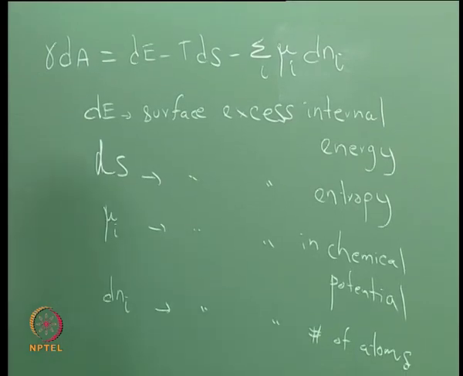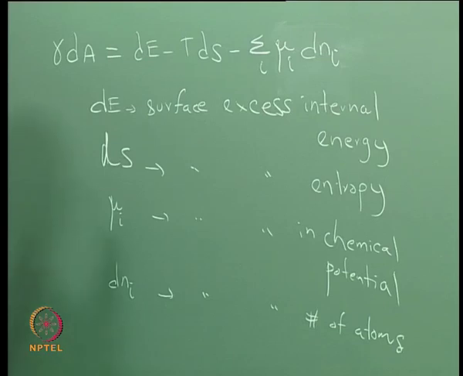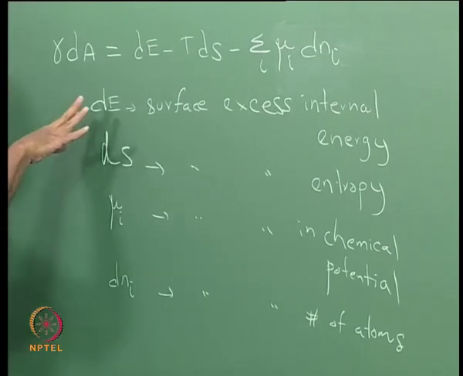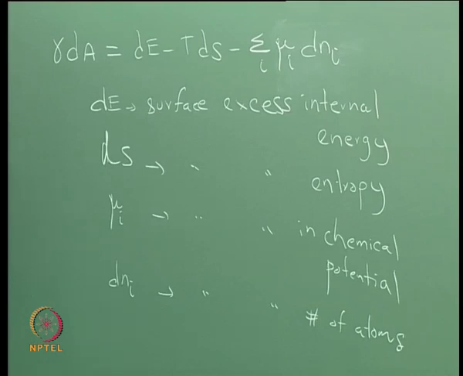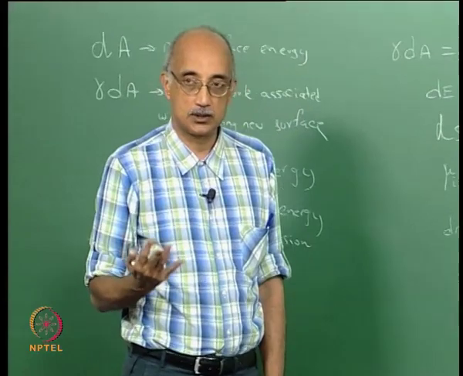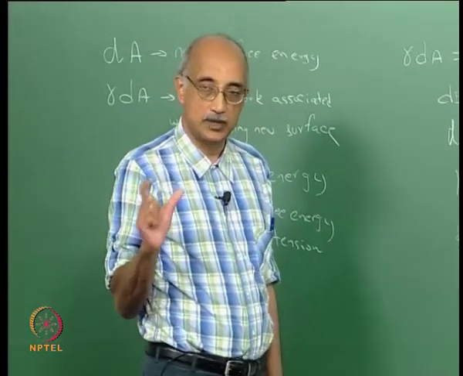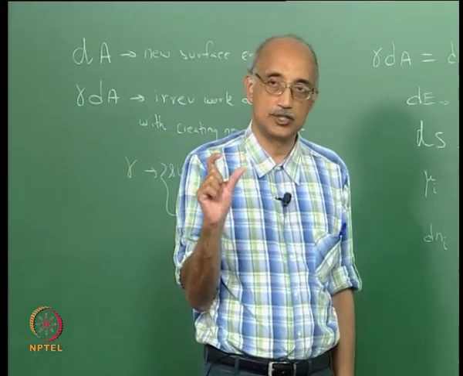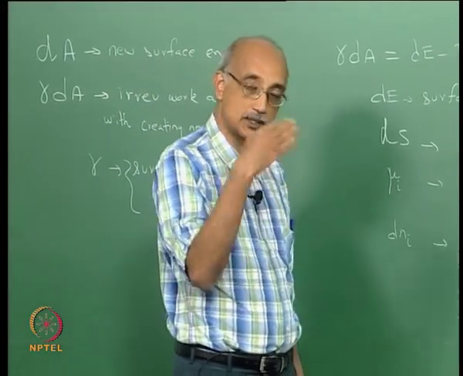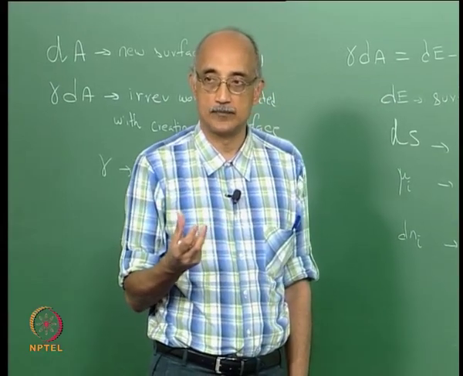So, this thermodynamic relationship gives us the context in which you relate surface energy with parameters such as internal energy, entropy, chemical potential, and also number of atoms that are on the surface. When we talk about excess, what we mean is the delta between these values at the surface compared to their values in the bulk of the material.